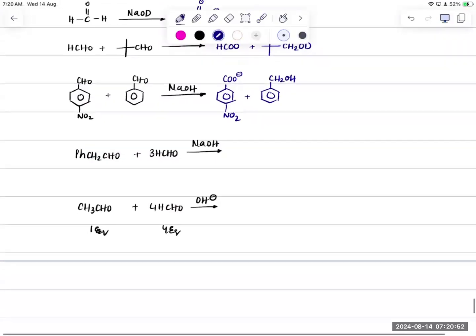So in that case, what do we get? Ph, CH, and I'll put this CH on the other side. This will connect to CH2O minus. Okay, this is the first mole attack.